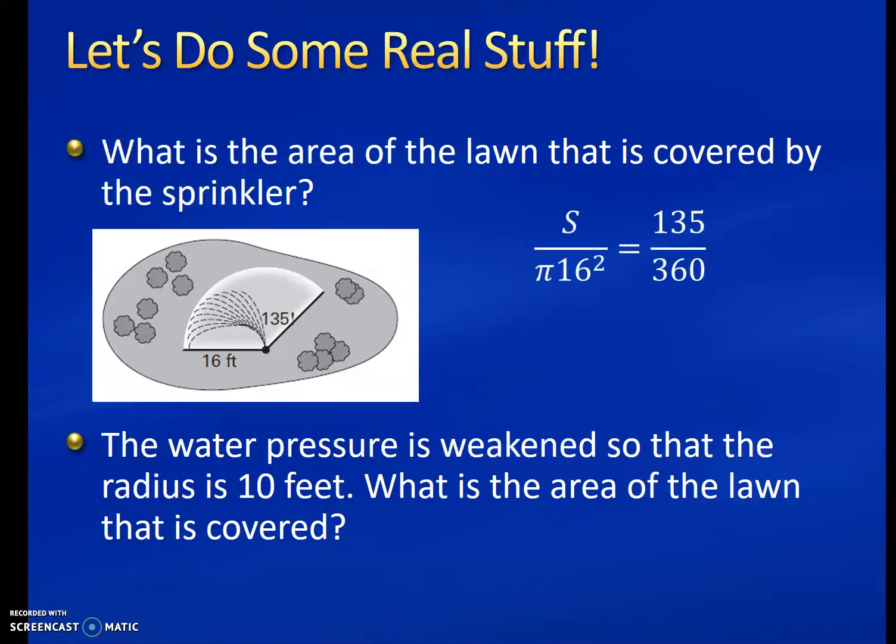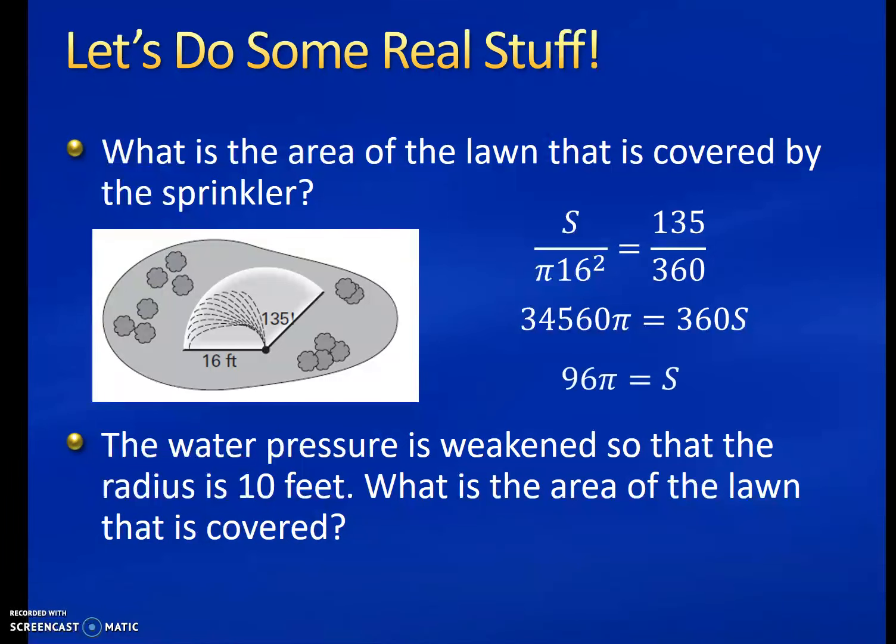which is S over area equals the arc over 360 in terms of degrees. And so it's 135 degrees, so I'm going to put that over 360. The radius is 16, so it's going to be 16 squared pi, and I'm solving for S, or what the area of the sector is. I can do decimals with this one if I really wanted to. I don't have to. I didn't indicate it.